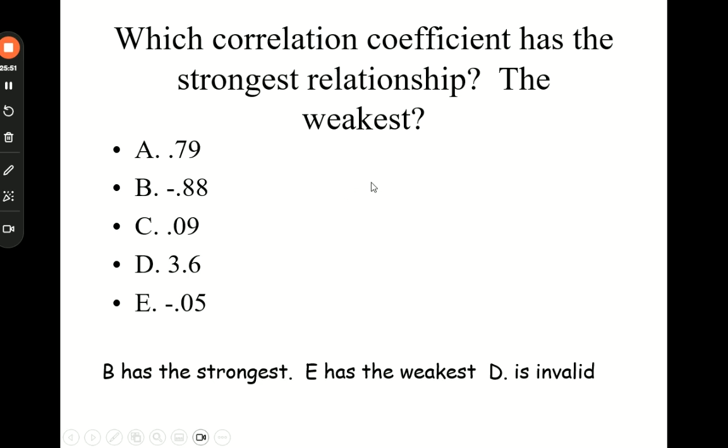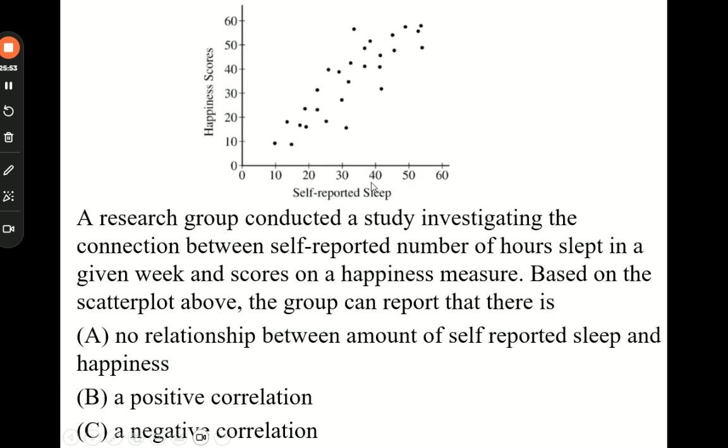Okay, I hope I'm not going too fast. All right, read that. The answer is, notice that it's a positive slope. It's not perfect, but it kind of creates a positive slope. So the answer is B, positive correlation.